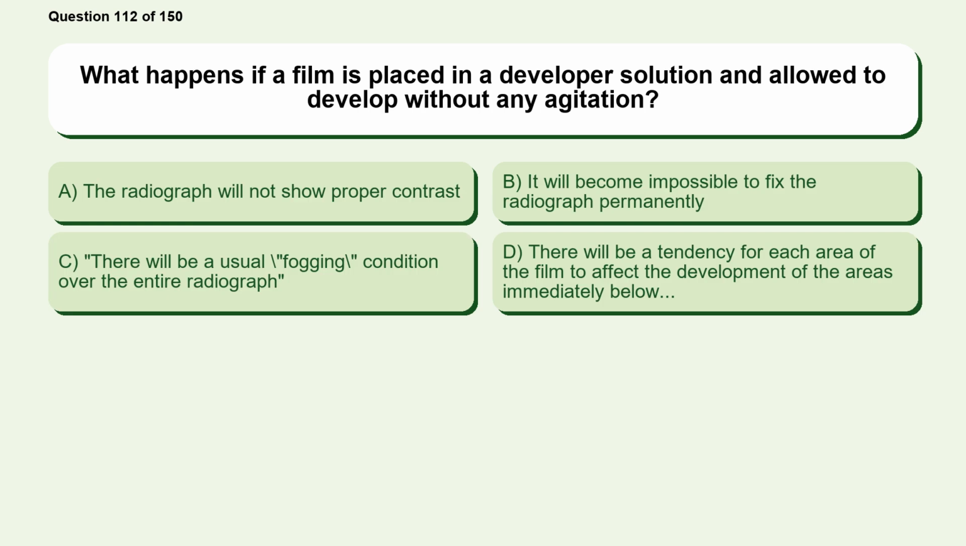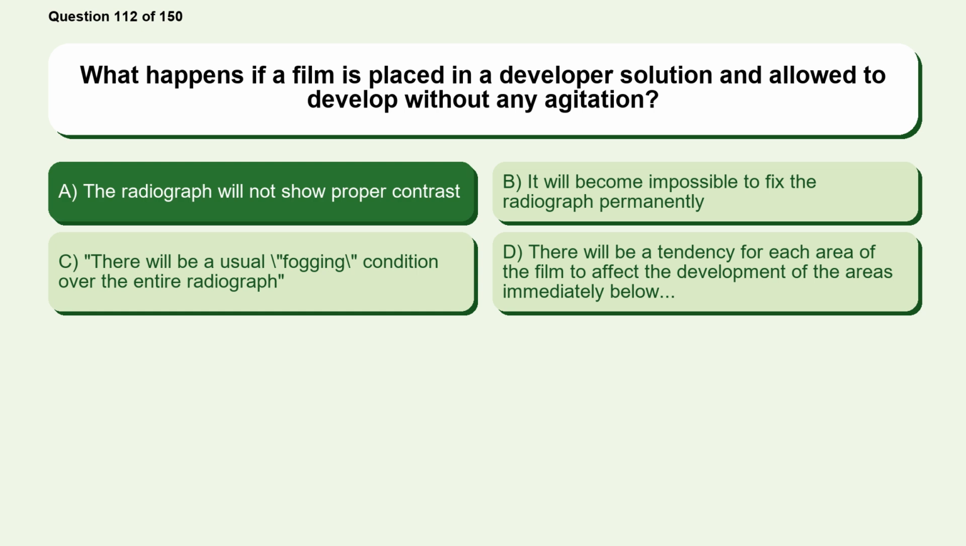Question 112. What happens if a film is placed in a developer solution and allowed to develop without any agitation? Option A. The radiograph will not show proper contrast. Option B. It will become impossible to fix the radiograph permanently. Option C. There will be a usual fogging condition over the entire radiograph. Option D. There will be a tendency for each area of the film to affect the development of the areas immediately below. The correct answer is option A.